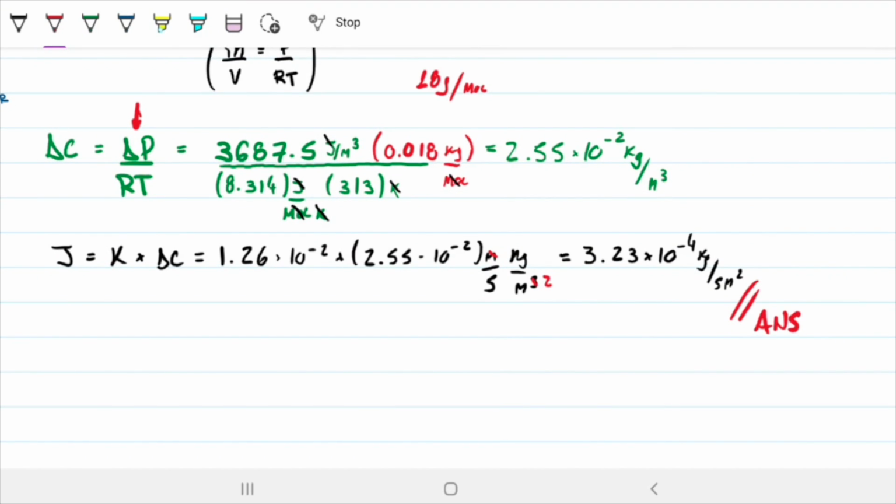Okay, again, there would be no problem in us calculating this J without this conversion here, right? We could get a J that would be given in moles per second per meter square, and that would not be a problem. But since the problem specifically asks for kilograms, then we need to do that conversion there. All right, hit me up if you have questions.